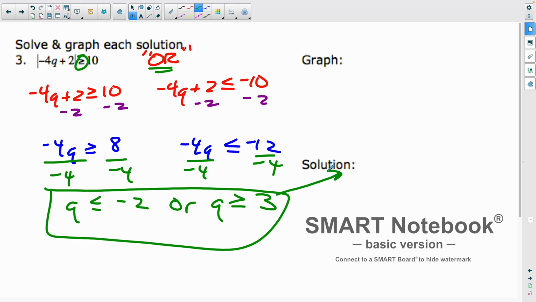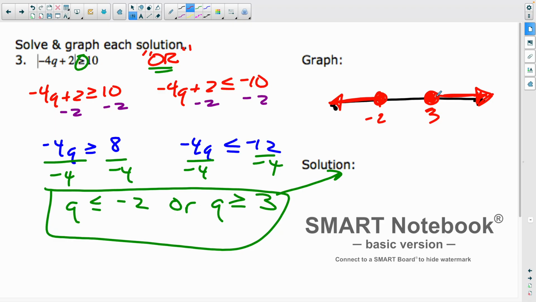Now it says graph, so I'm going to go build my graph. The two numbers that are important are negative 2 and positive 3. I'm going to shade less than negative 2, which is which direction? Left. To the left. I'm going to color that in because it's equal to. So I have that there. I'm going to shade right because it's greater than. I'm going to color it in because it's equal to. Is that an OR graph? Yes. So I feel like I've done this well. It looks good. There's my graph. Here's my solution.